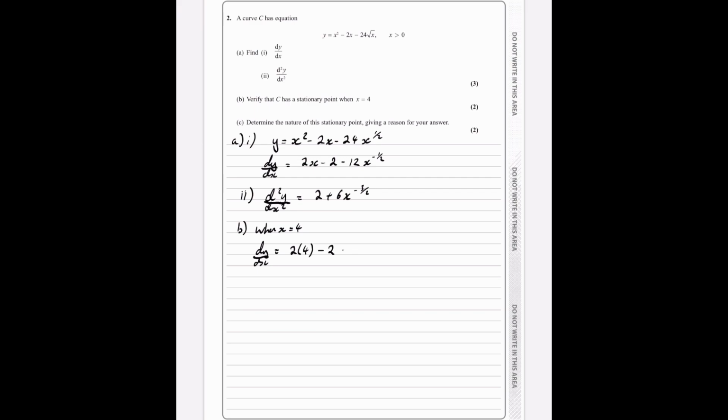For b, we want to verify that there's a stationary point when x equals 4. That means substituting 4 into our expression for the differential. You can see a clear substitution there. 2 lots of 4, subtract the 2 that's already there, subtract 12 lots of 4 to the negative a half. All of that boils down to 0. And the point of that is that we have verified that we have indeed got a stationary point.